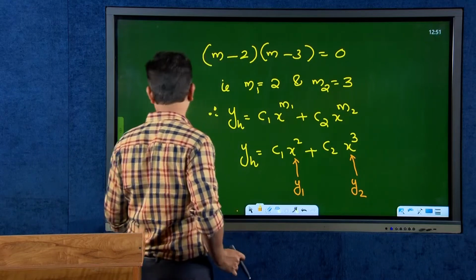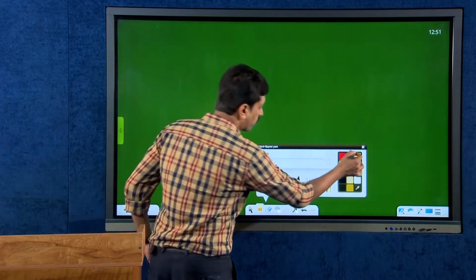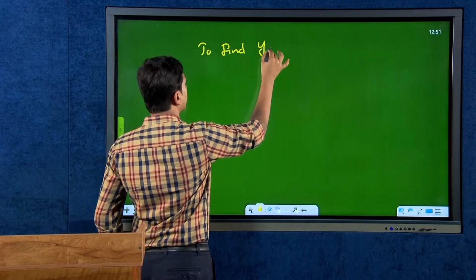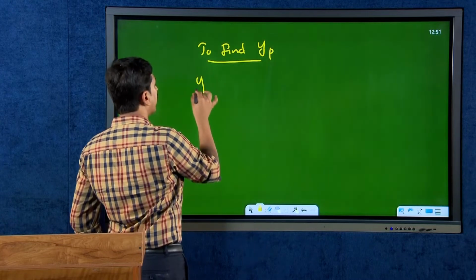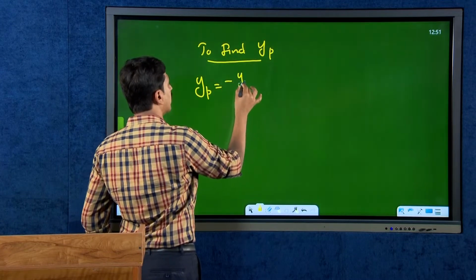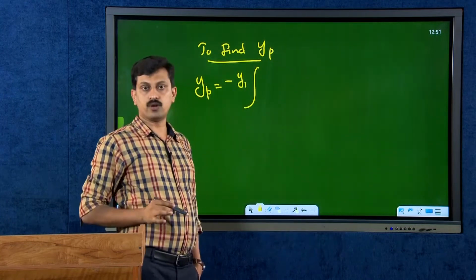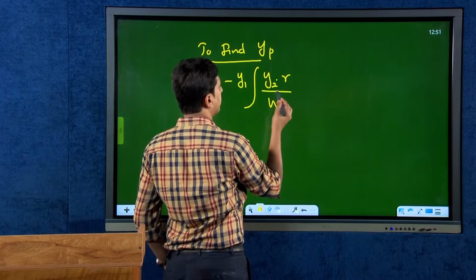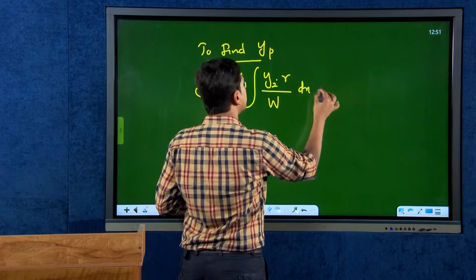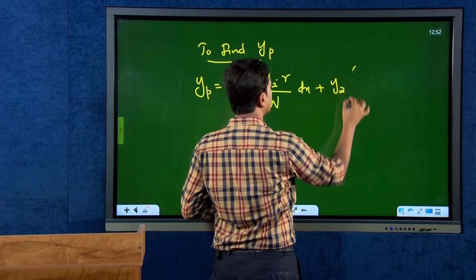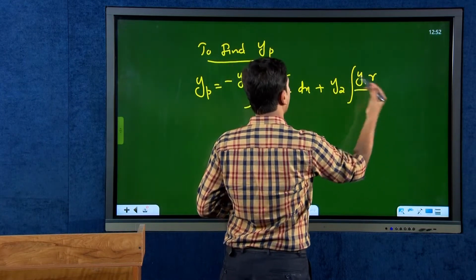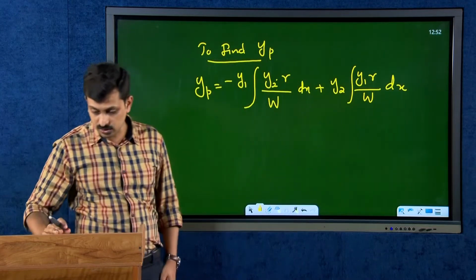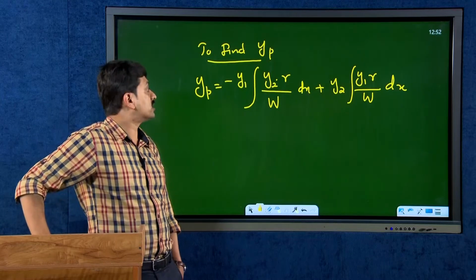To find yp, we have the solution formula: yp is equal to minus y1 into the integral of y2 r divided by W, the Wronskian, dx, plus y2 into the integral of y1 r divided by the Wronskian, dx.